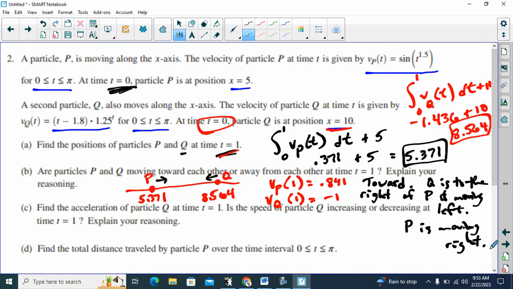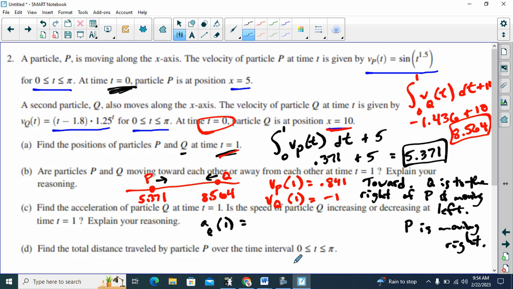Part C wants us to find the acceleration of particle Q at time 1, and then is the speed increasing or decreasing? That wants to know, is it speeding up or slowing down? So we need the acceleration of Q at time 1.